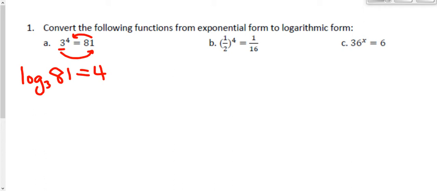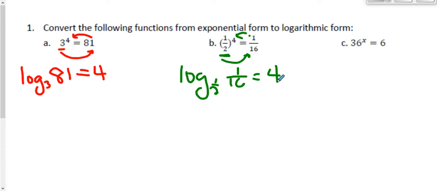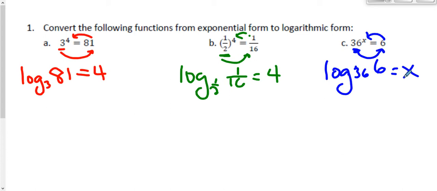Let's go ahead and try example B. Again, my log is going to have a base. So my base is going to be the base of my exponential function, 1/2. It's going to be of the number on the other side of the equal sign, 1/16, and it's going to equal, again, the number 4. Got one more to convert here. So again, my log is going to need a base. The base is the base of my exponential function, 36. It's going to be log base 36 of 6, and it's going to equal x. And that's it. Question 1 is done.